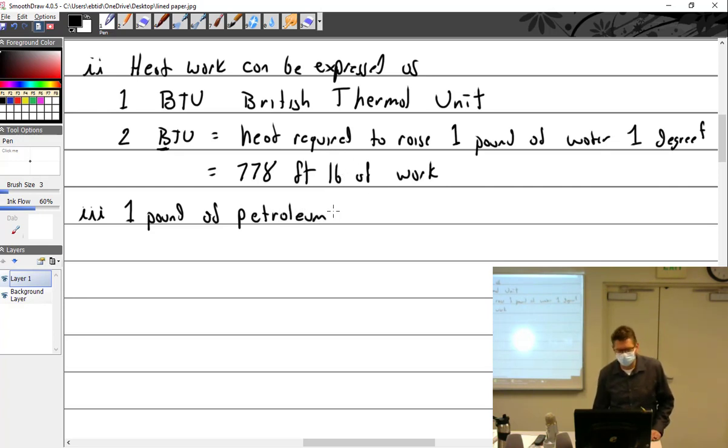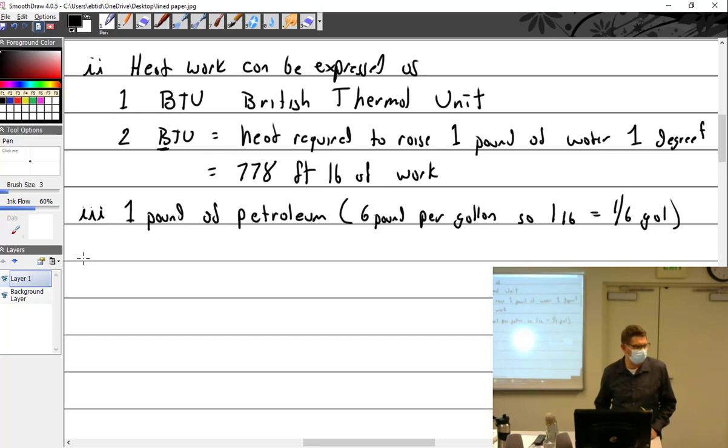1 pound of petroleum, and by the way, it's 6 pounds per gallon of avgas. So 1 pound equals 1/6 of a gallon. Follow that? 1 pound of fuel is equal to 1/6 gallon.